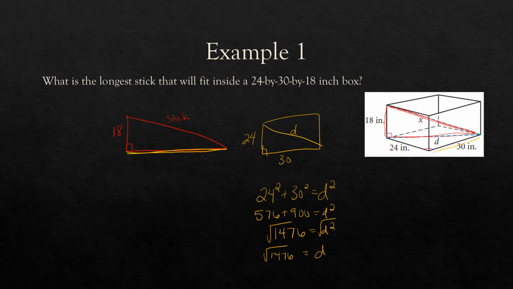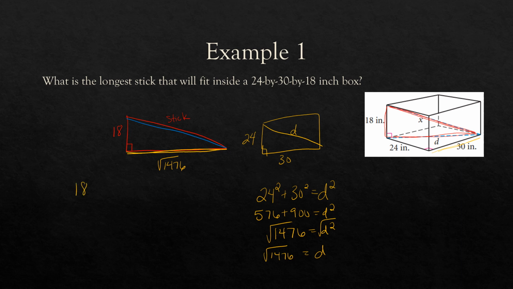Because I'm not finished with the problem, I'm not going to put this into my calculator and get a decimal answer yet. I don't want to have to round and estimate too early in my problem. I'm going to transfer this square root of 1476 over here to this picture. And now I'm still looking for the hypotenuse of this triangle. I'm going to use the Pythagorean theorem again.